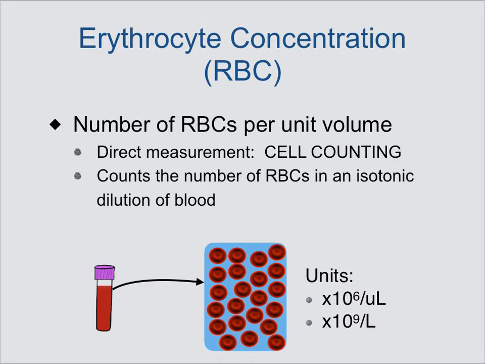To enumerate the erythrocytes, the analyzers take a known volume of sample, dilute it in an isotonic solution, and then directly count the number of erythrocytes. This is then reported as a number of cells per unit volume. In this case, 10 to the 6th per microliter or 10 to the 9th per liter. As we know, the red blood cells are the most numerous formed element in the blood and are reported out in the millions. When the erythrocyte count is below the reference interval, we use the term anemia. When they are above the reference interval, we use the term polycythemia.